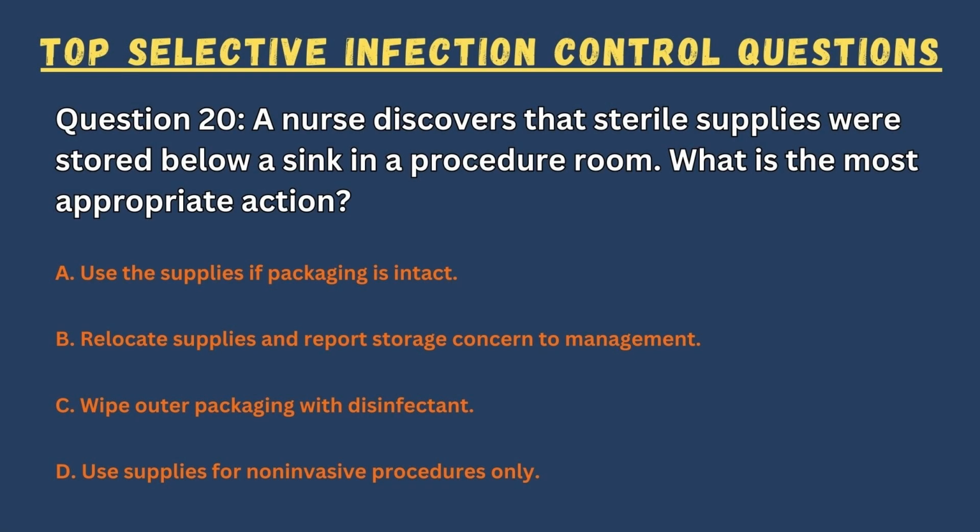Question 20. A nurse discovers that sterile supplies were stored below a sink in a procedure room. What is the most appropriate action? A. Use the supplies if packaging is intact. B. Relocate supplies and report storage concern to management. C. Wipe outer packaging with disinfectant. D. Use supplies for non-invasive procedures only.